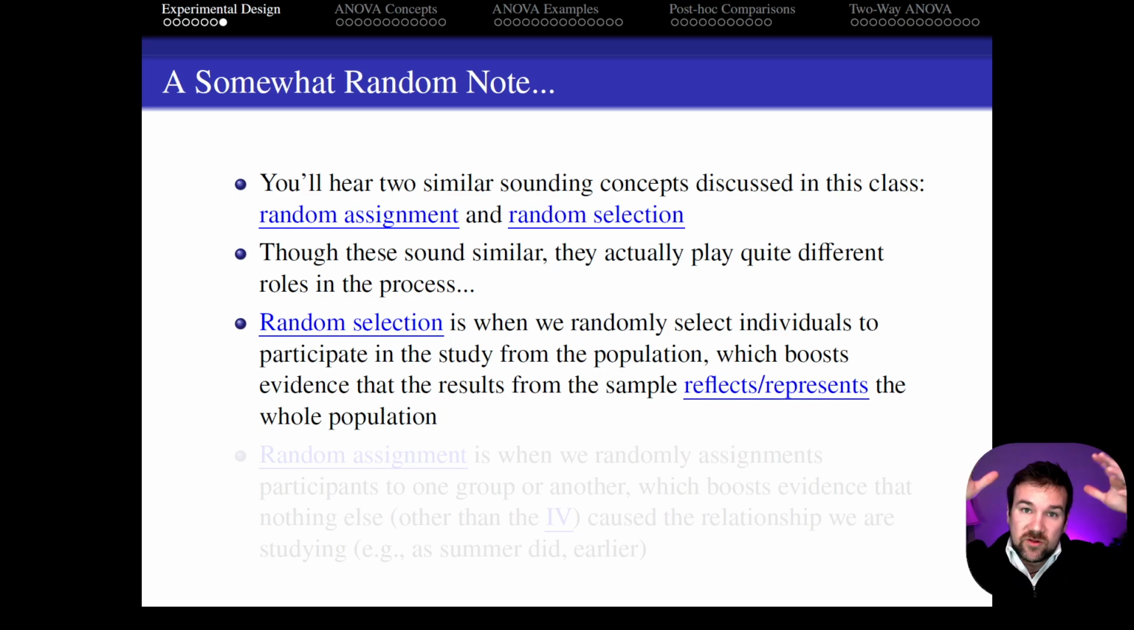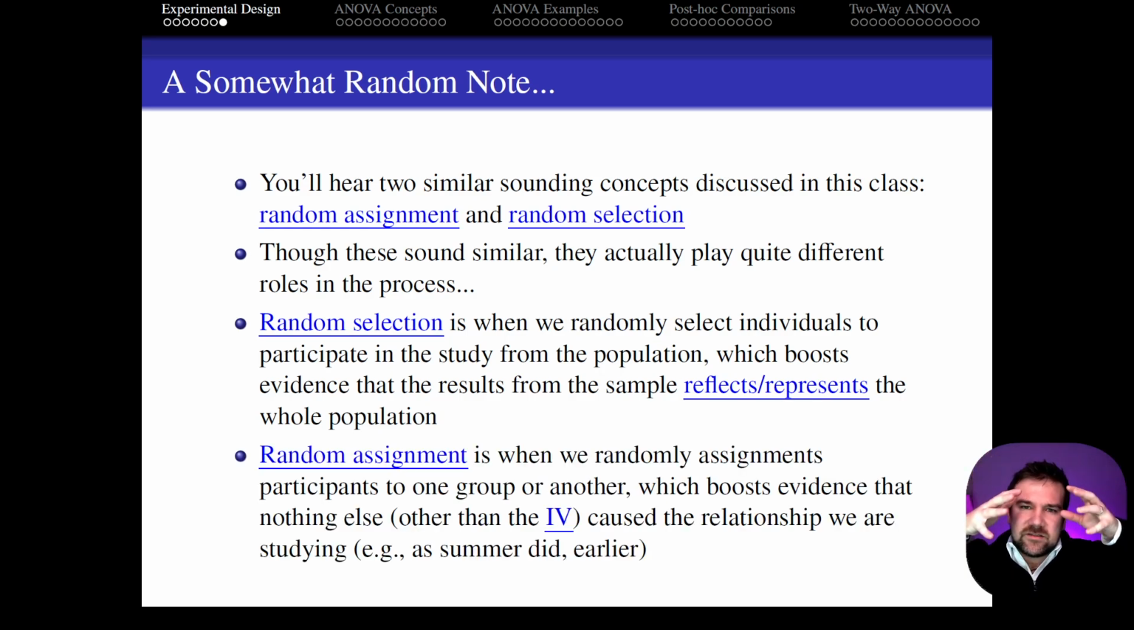So random selection has to do with how we select our group that we're going to study from all of the possible people we could have picked. And by doing that randomly, we feel more confident that any results that we find with this group of people apply to the larger group. That's random selection.